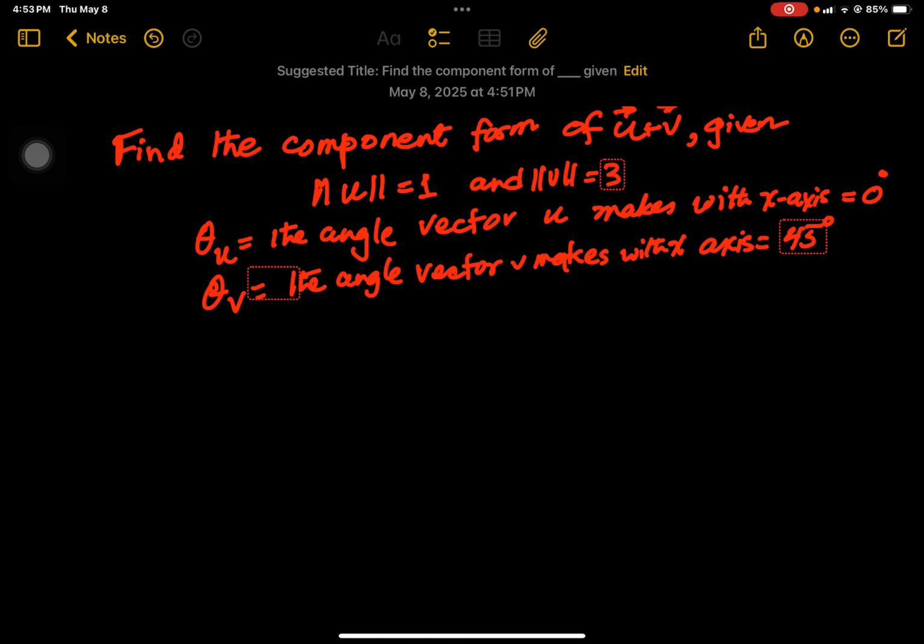Find the component of the vector u plus v, that is vector u added to vector v, given magnitude of u equal to 1 and magnitude of v equal to 3. Theta u, the angle vector u makes with x-axis, is 0 degrees, and theta v, the angle vector v makes with x-axis, is 45 degrees.